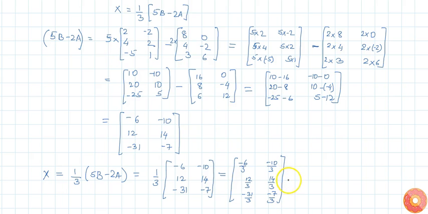which is equal to minus 2, minus 10 by 3, 4, 14 by 3, minus 31 by 3, and minus 7 by 3, which is a 3 cross 2 matrix. Remember that X should be of the same order as 5B and 2A.